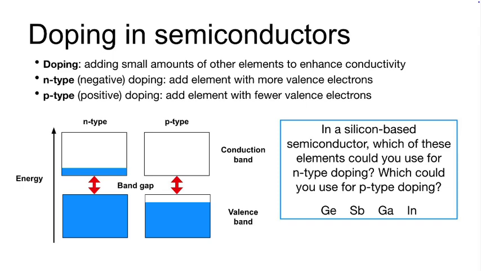Ge is directly underneath it, which means it's a 4-type. Does that have more electrons or fewer electrons than silicon, with 4 valence? Same. It has the same. So is it N-type or P-type? Yeah, it's neither. It doesn't fit either of those categories.